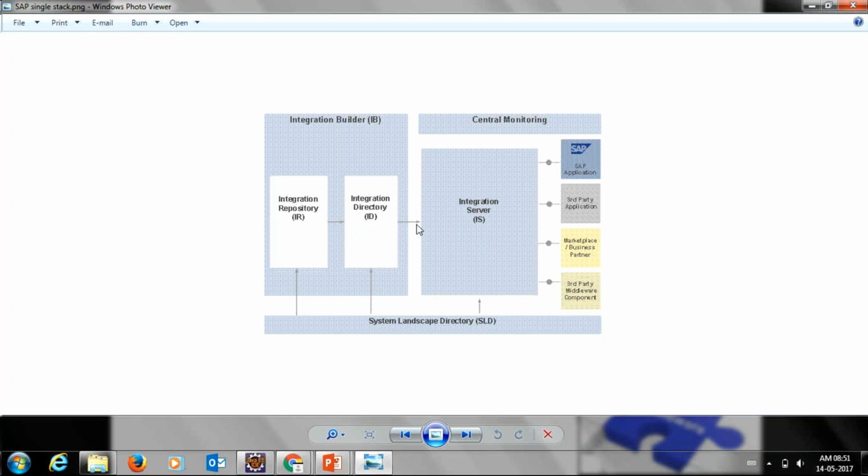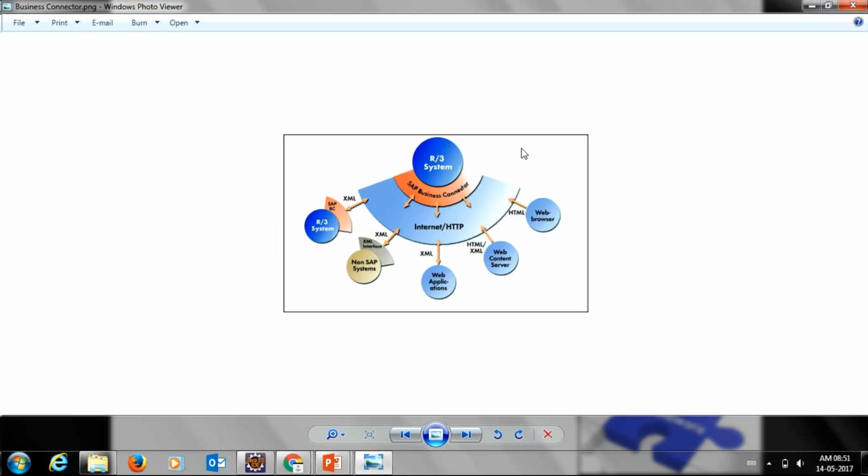Just understanding the landscape architecture of PIPO, this whole software is in Java stack, so nothing from the ABAP stack comes into the picture. You have the integration repository or enterprise service repository where you do the definition. I will be giving you a quick overview of PI also after this slide. So let me go to that slide itself.